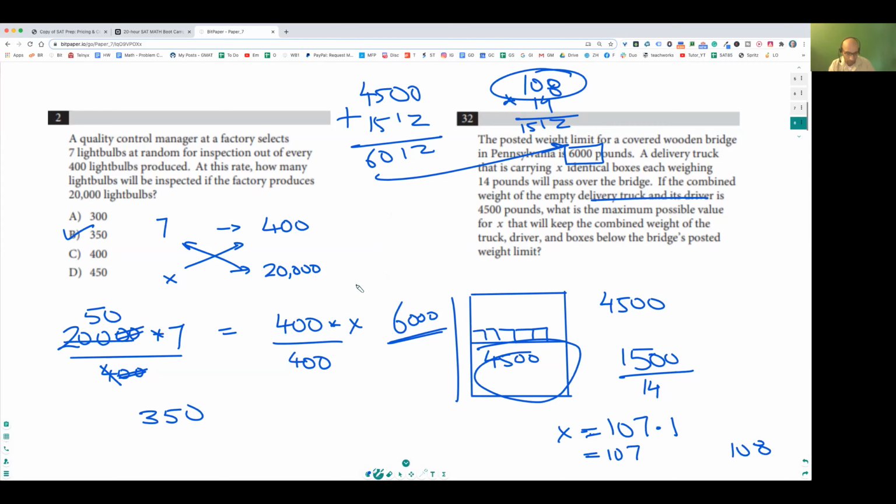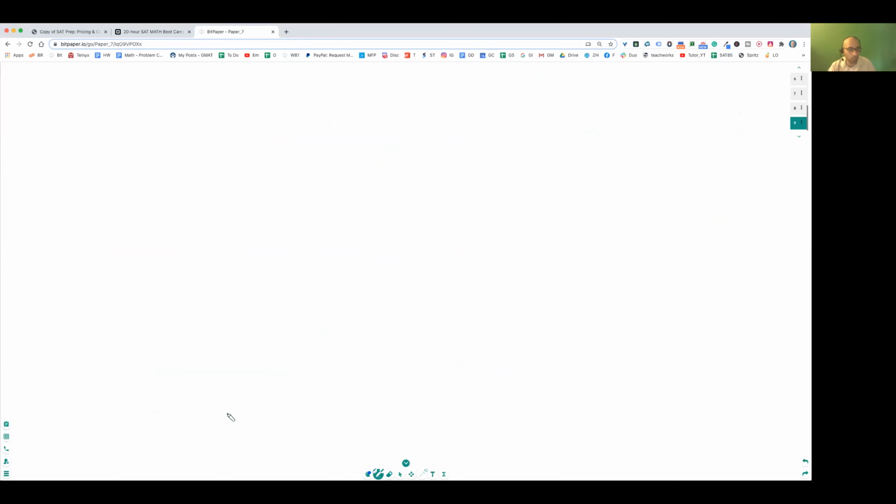So 107 times 14, right? So 1498 is what you get. So 4500 and 1498, right? So when you add that, you get 5998. So this is just below this, right? That's why 107 is the correct answer, right? So well done, well done. Let's move on now to the next problem.